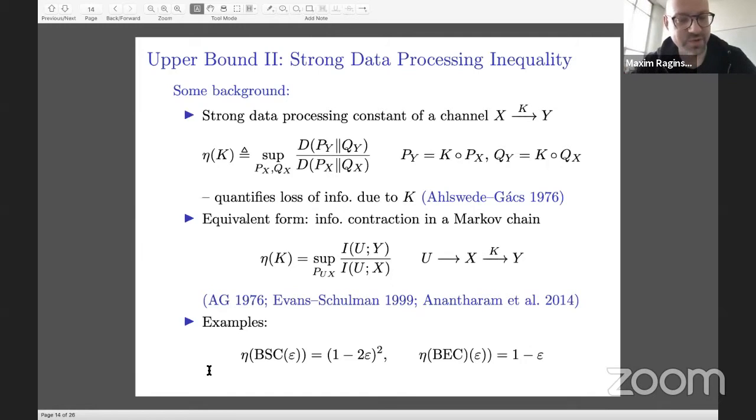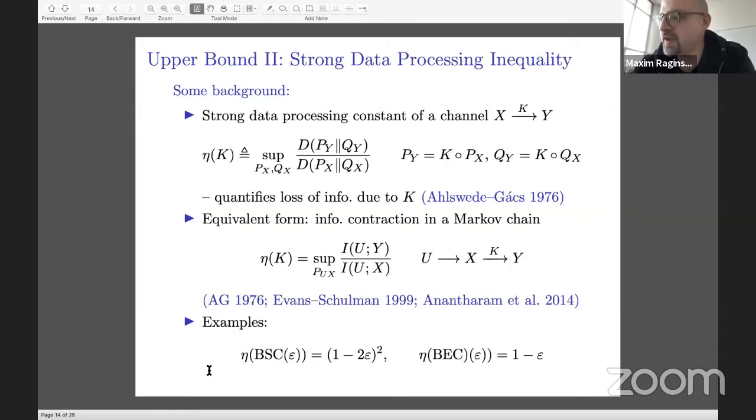And again, this was in the original paper by Ahlswede and Gács, but also used by Evans and Schulman in 1999 in the context of reliable computation by Boolean circuits with noisy gates, and later was taken up by Anantharam et al. in the context of hypercontractivity estimates. And in some cases, you can actually compute these things exactly. For example, if I have a binary symmetric channel with crossover probability epsilon, its strong data processing constant is equal to (1 minus 2 epsilon) squared. And if I have an erasure channel with erasure probability epsilon, the strong data processing constant is exactly 1 minus epsilon.